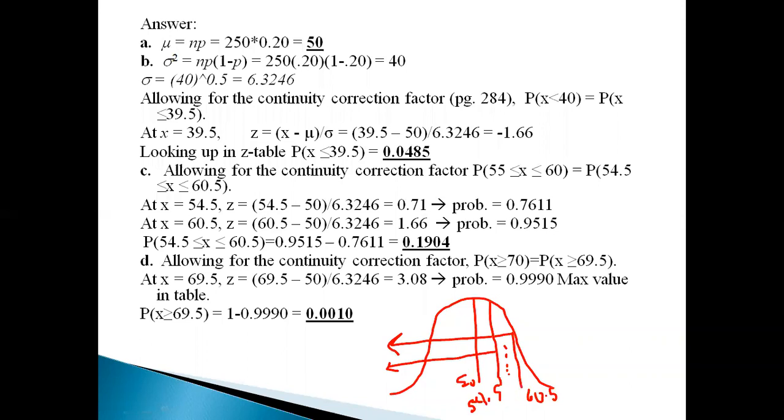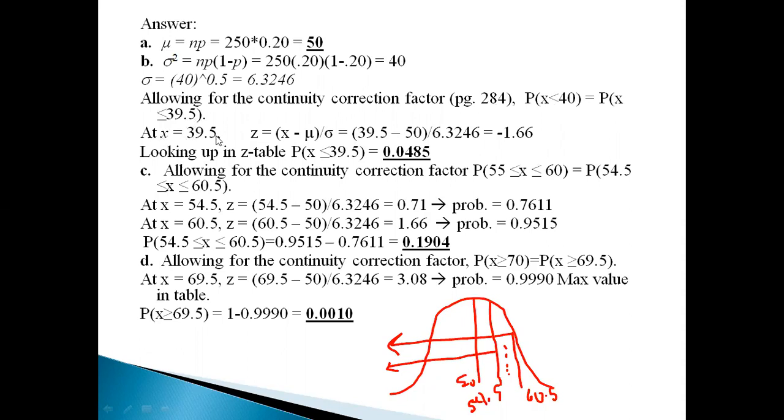Now, allowing for the continuity correction factor, because this is a continuous distribution, we can't just find a value for exactly one number. And so we're going to use the correction factor. You can read about it a little bit more on page 284. So instead of the probability x is less than 40, we're going to say actually looking for x less than or equal to 39.5.